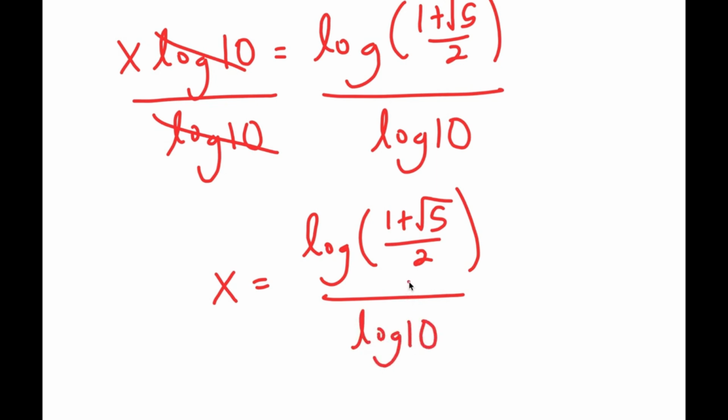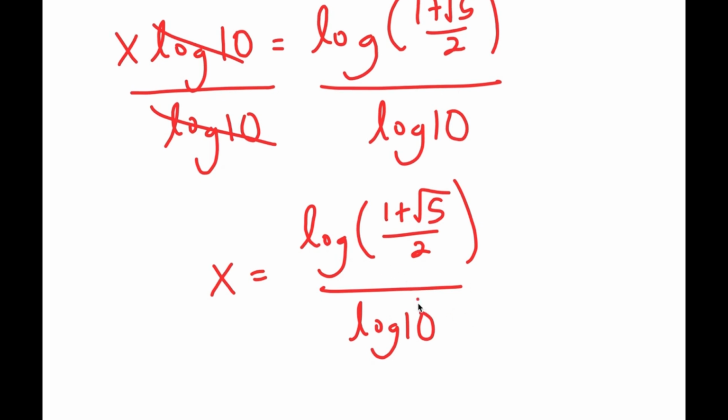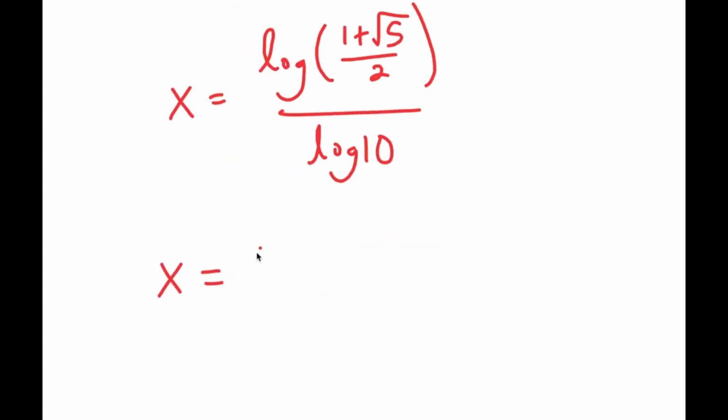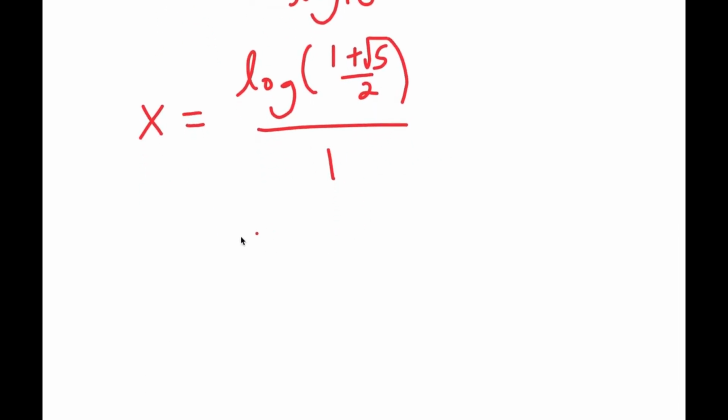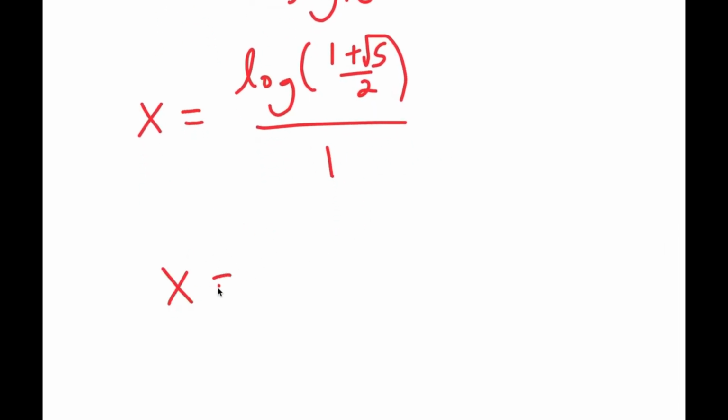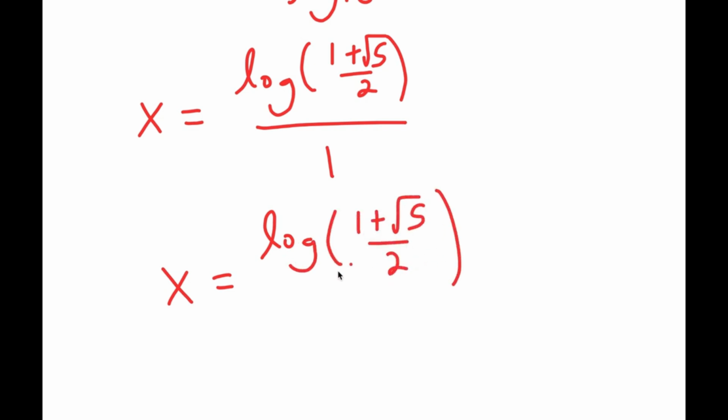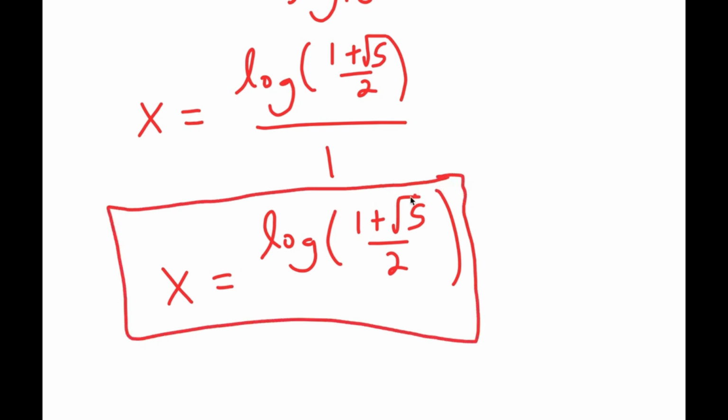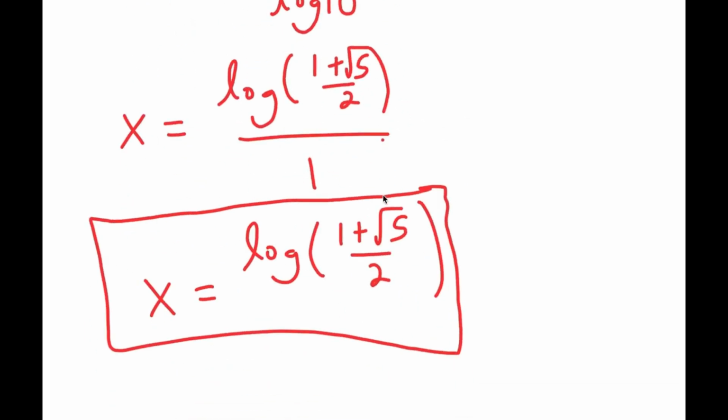And log 10, if you guys already know, is equal to 1. So this turns into log of 1 plus the square root of 5 over 2 over 1, which is the same thing as log of 1 plus the square root of 5 over 2. There's no need to include the over 1 because anything over 1 is itself. So this is my solution to this equation.